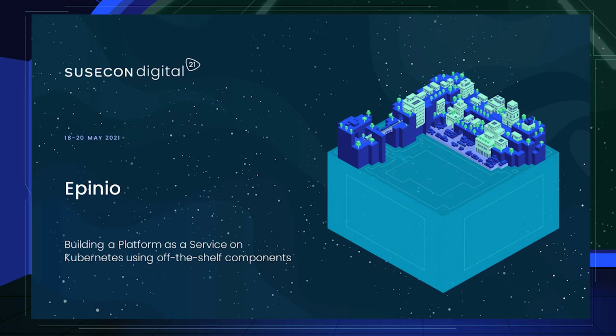In this demo, I'm going to be giving a quick introduction to Epinio and showing how it can be used to help developers create applications on Kubernetes. Epinio is a relatively new project being worked on by SUSECON Rancher engineers. It is 100% open source and built on top of several other off-the-shelf and commonly used open source projects.